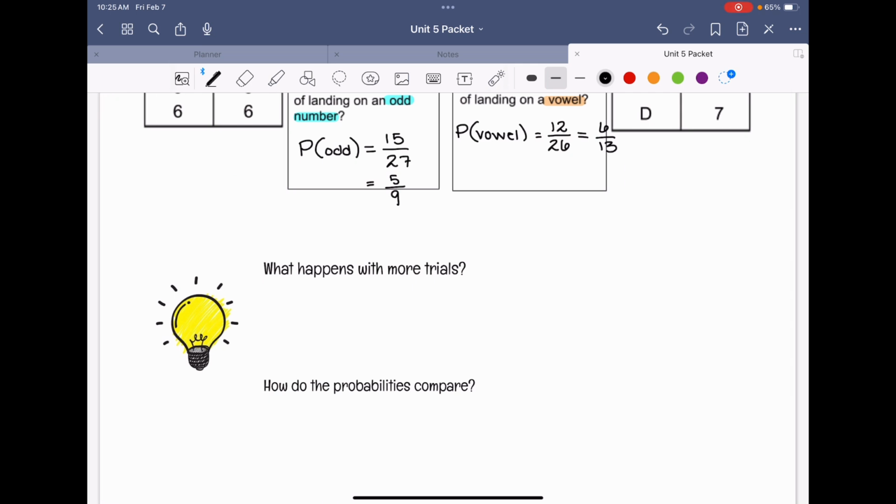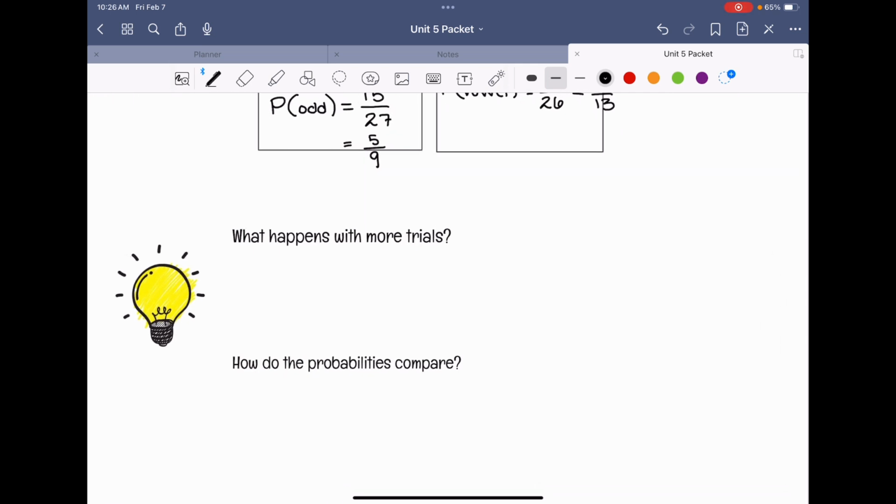So now just a little thought section. So what happens with more trials? Well, the more trials that there are, the more accurate the probability is going to be. So the more trials there are, and I guess not, the more realistic the probability.